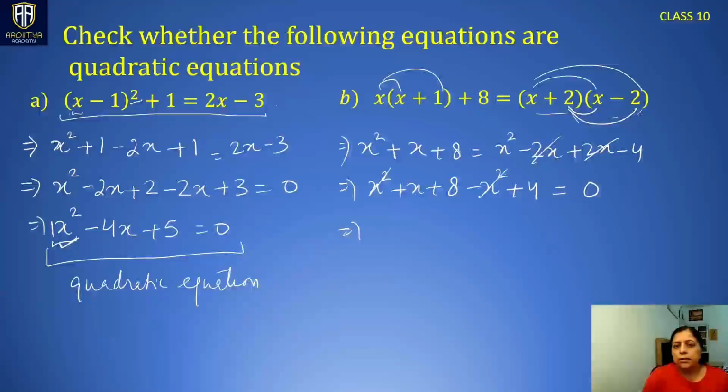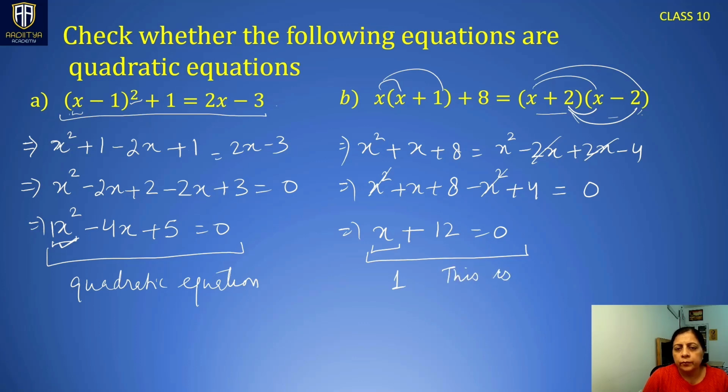X square is getting reduced. So we have x plus 12 is equal to 0. So this is the final value of this expression when we have solved it further. You can see that the highest power of the variable here is 1. Since there is no term involving x square in this expression, we can say that this is not a quadratic equation.